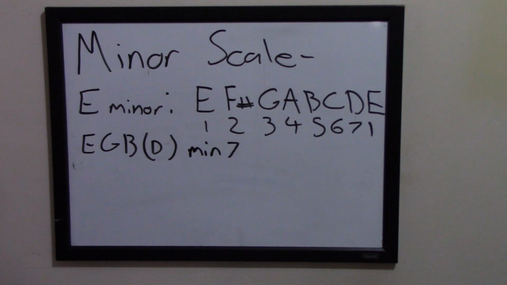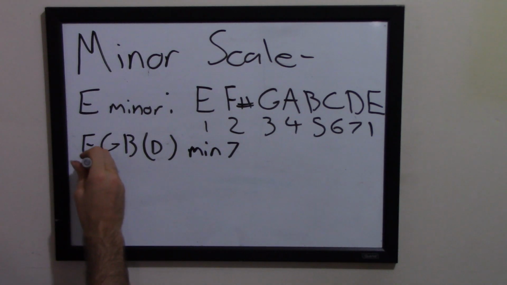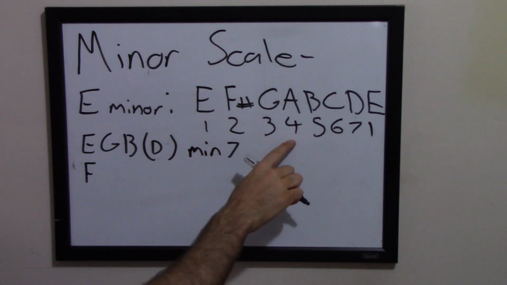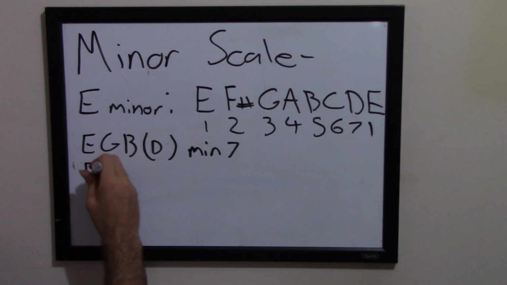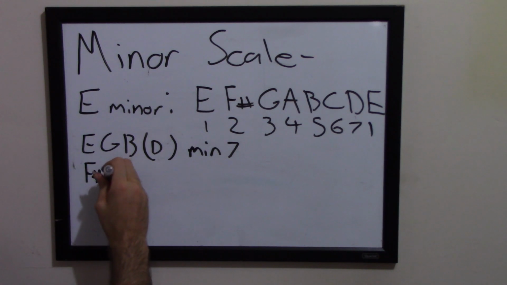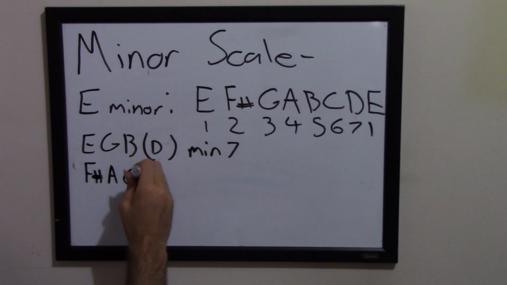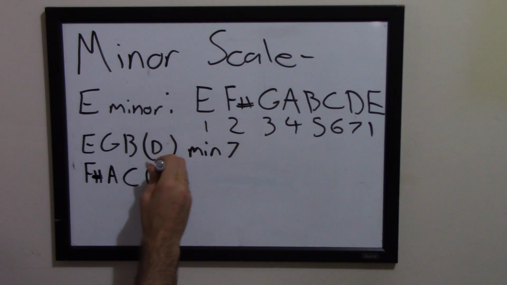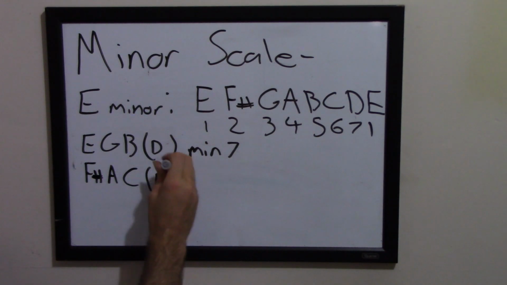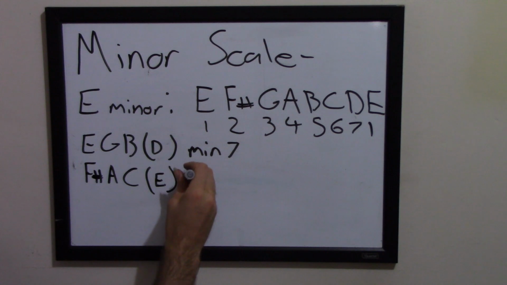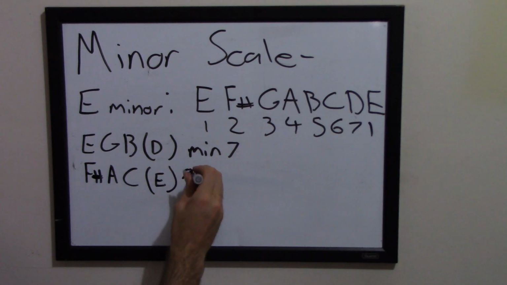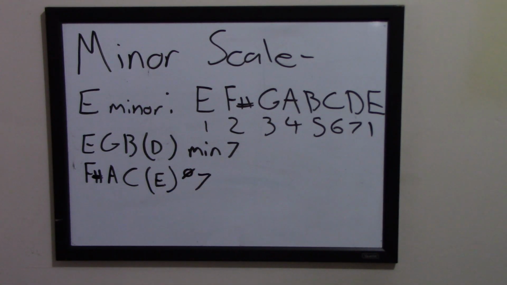Next, we're going to start on the second note of the scale. That's an F sharp. We're going to take the 2, the 4, and the 6. That's going to be an F sharp, an A, and a C. What does that give us? That is a diminished chord, an F sharp diminished chord. So the 2 naturally occurs as a diminished chord. If you want to grab the 7, that's going to make it a half diminished chord because the 7 is a minor 7 rather than a diminished 7.